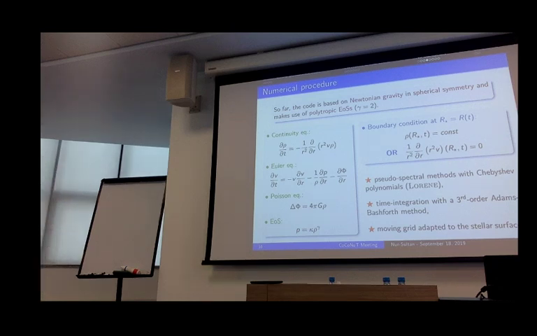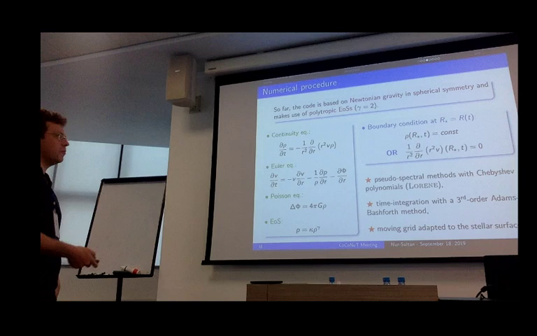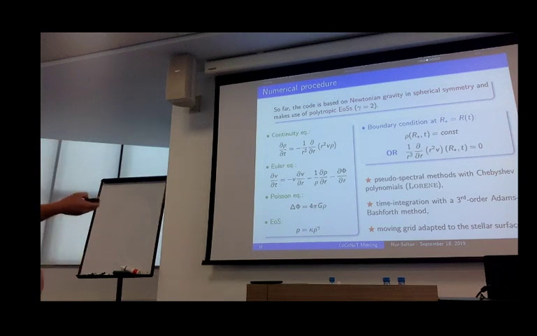the oscillation spectrum. So we also use a moving grid adapted to the stellar surface, and the time integration is simply performed by a third-order Adams-Bashforth method. So it's an explicit method, and we have to pay attention to the CFL condition.